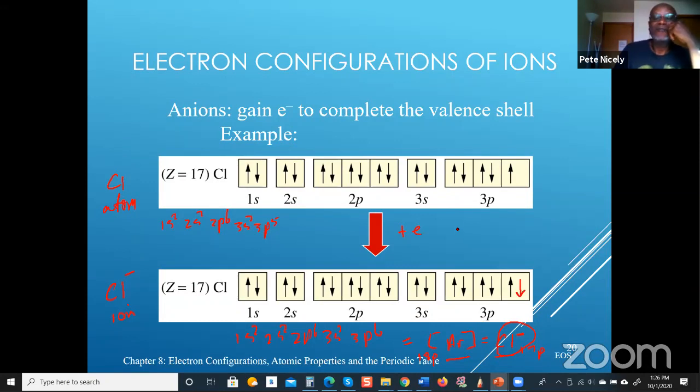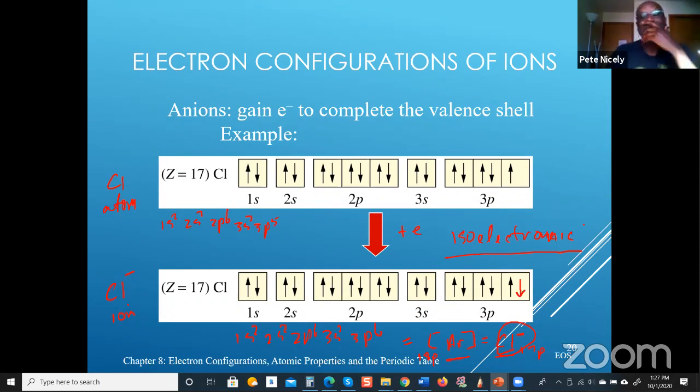I think we're going to meet this term later on, but I'll just mention it now. There's a term for species that have the same electron count. They're said to be isoelectronic. So when we say two species are isoelectronic, we're saying basically that they have the same number of electrons. So the argon atom here is isoelectronic with the chloride ion. All right.